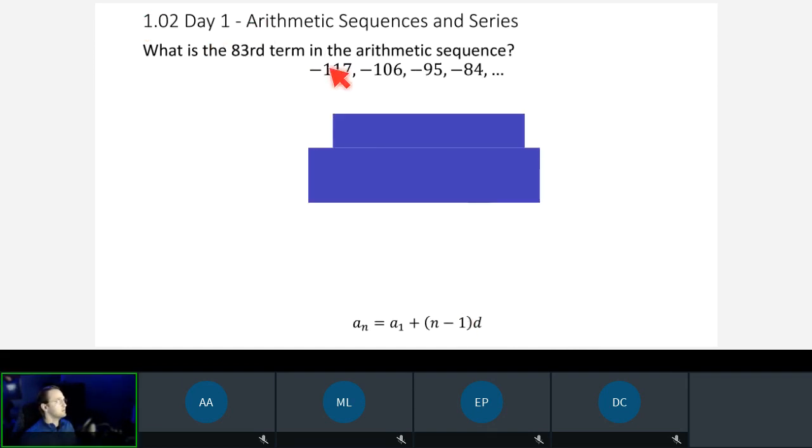Okay, next one. Arithmetic sequences and series. What is the 83rd term in the arithmetic sequence? And I give you this stuff. All right, what do we have to do first?